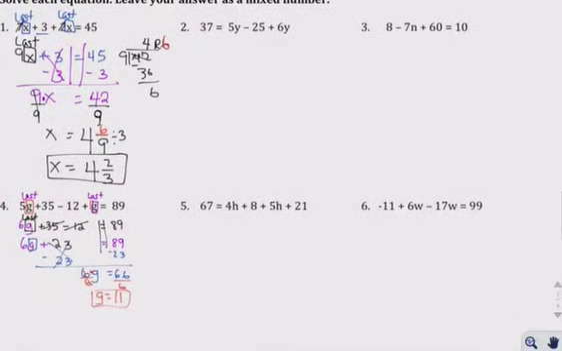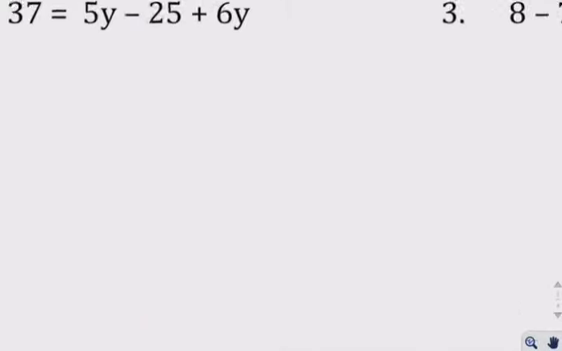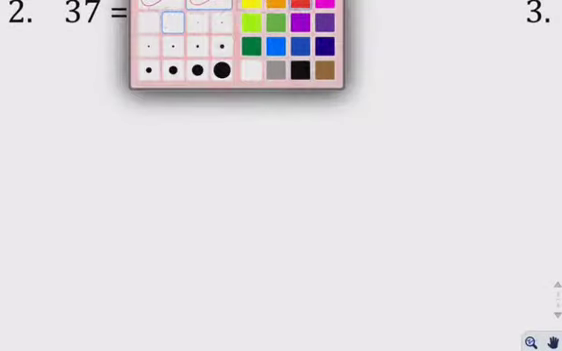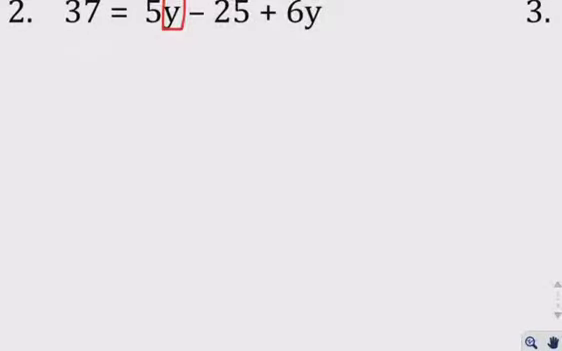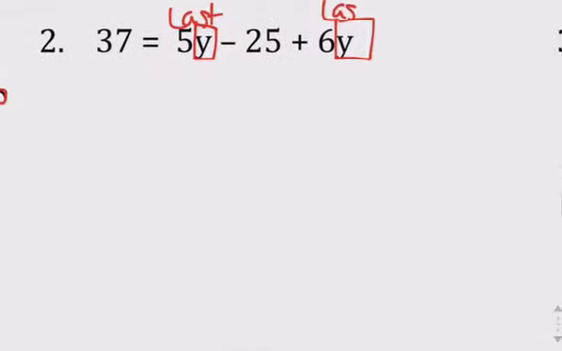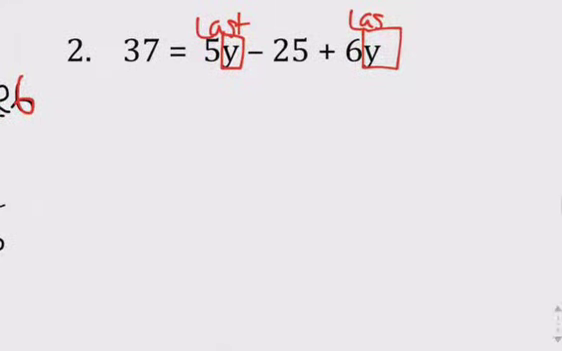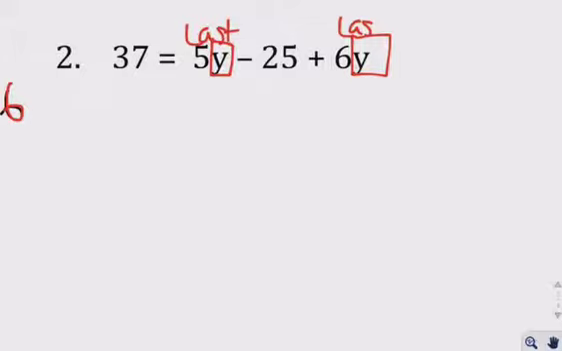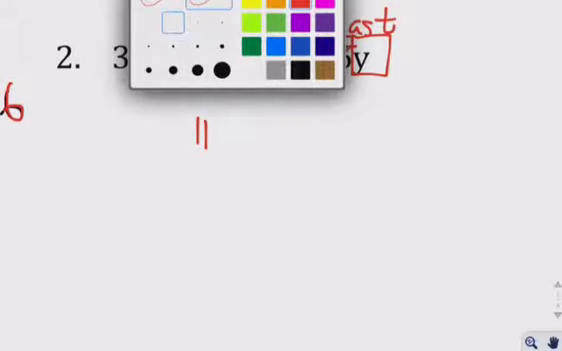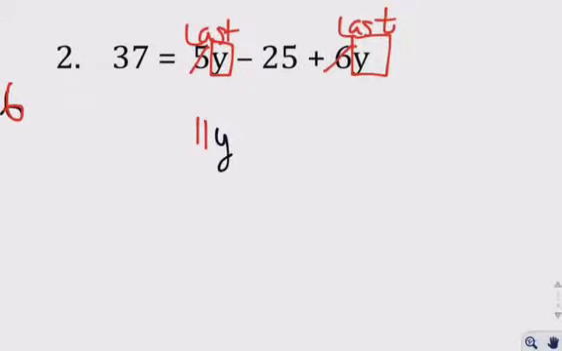Number 2, right here. Box what we're going to do last. Always box what you're going to do last. And here we're going to do last. We can't have 2 last, so we're going to combine them. Combine the 6 and the 5 together to make 11. Bring down the y. 11y minus 25 is equal to 37.